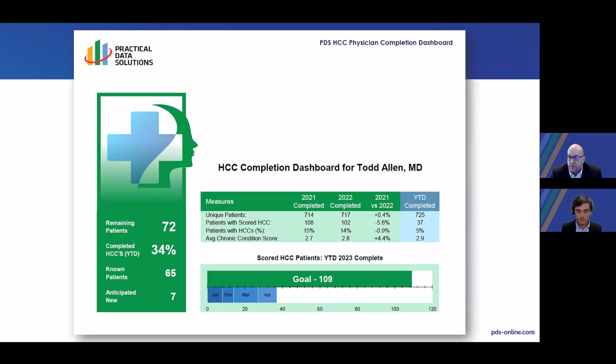So this is a very simple dashboard that focuses just on this, telling the provider kind of their total panel size, how many patients have been in during the year, how many have been scored with a chronic condition, so that they can make sure that an appropriate care plan is implemented, what their average risk score is. And then they can look and see what's still outstanding.